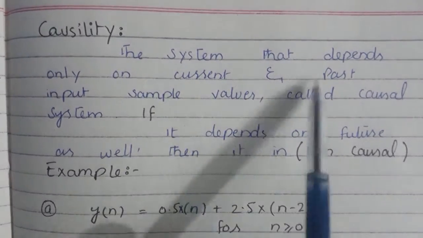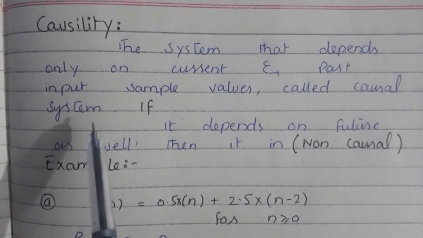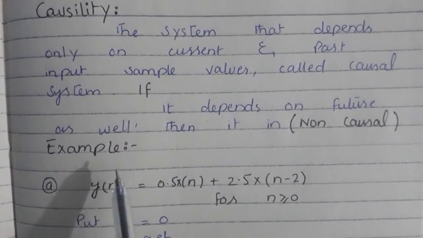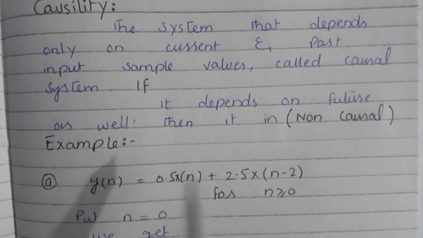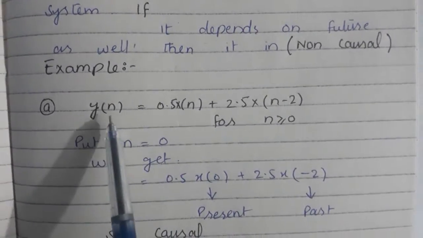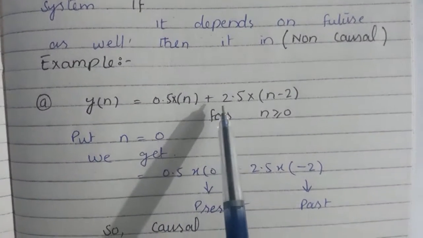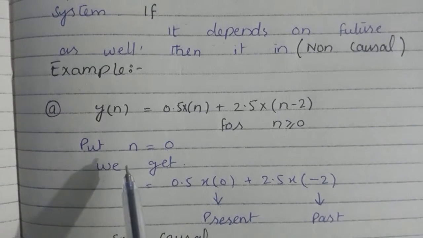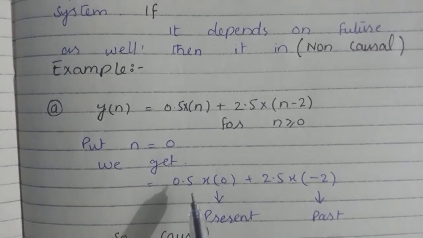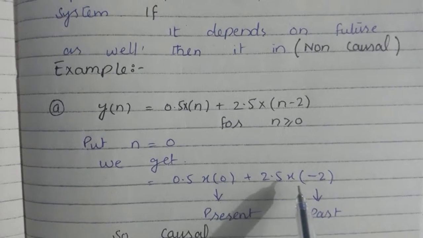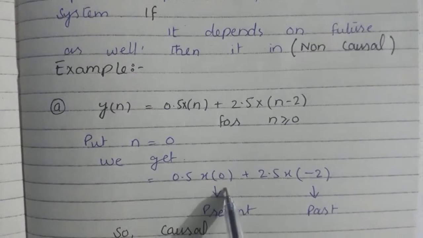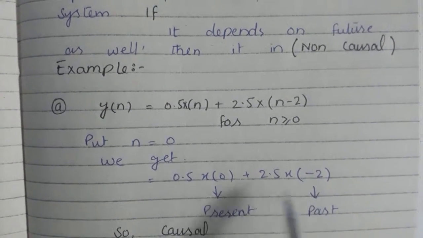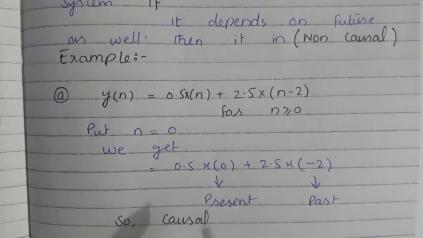Move on to the next topic, which is causality. A system that depends only on the current and past values of input is a causal system, but if it depends on the future as well, then it is non-causal. For example, suppose y of n equal to 0.5 x of n plus 2.5 x of n minus 2 for all n greater than or equal to 0. When we put n equal to 0, we get 0.5 x of 0 plus 2.5 x of minus 2. Here 0 is the present value, and minus 2 is the past value because it is negative. So it is a causal function.